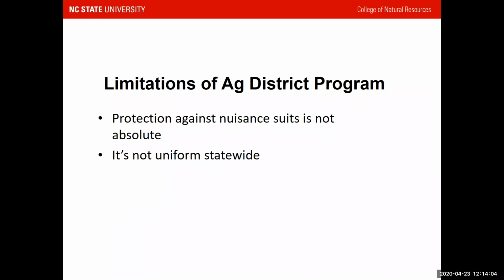But there are limits to the program too. There's no absolute protection against nuisance suits. There are still lawsuits that can be entered in against farming operations. And because it's voluntary and not a statewide level program, it's going to be ununiformly applied across the state. But for those 90 of the 100 counties in the state, it's a good start.